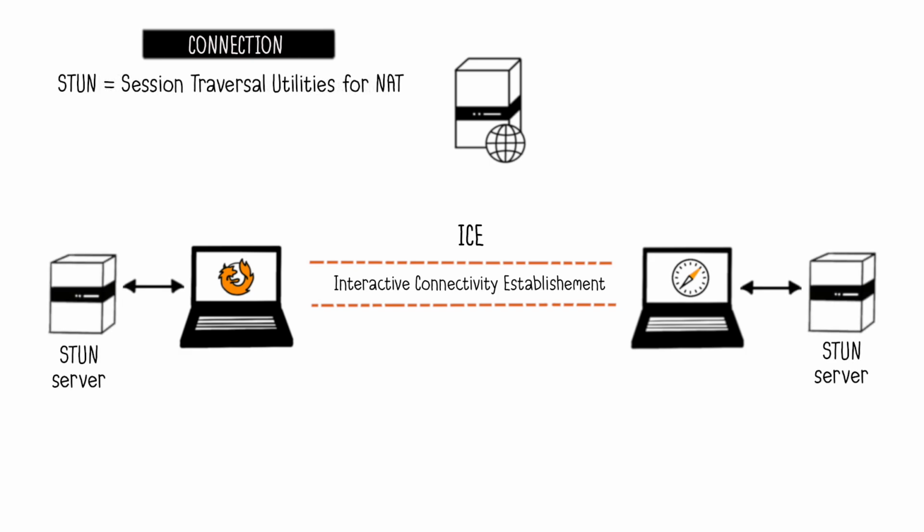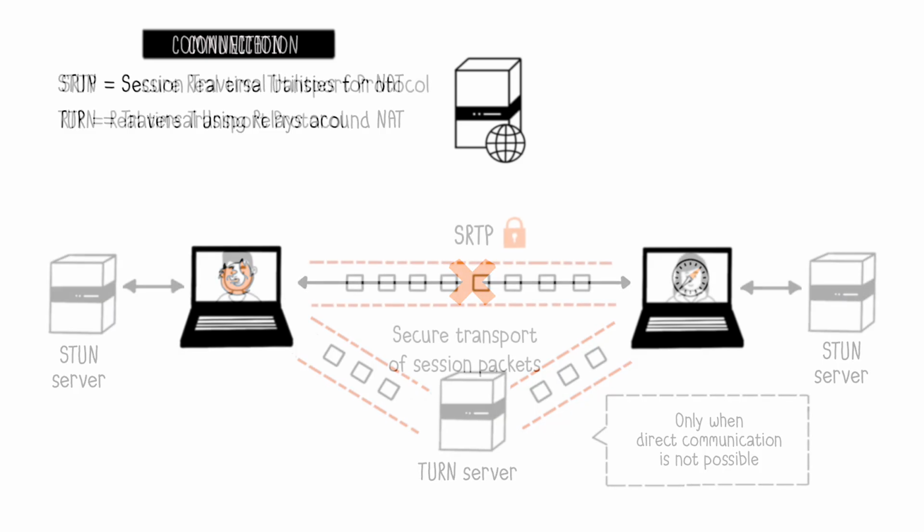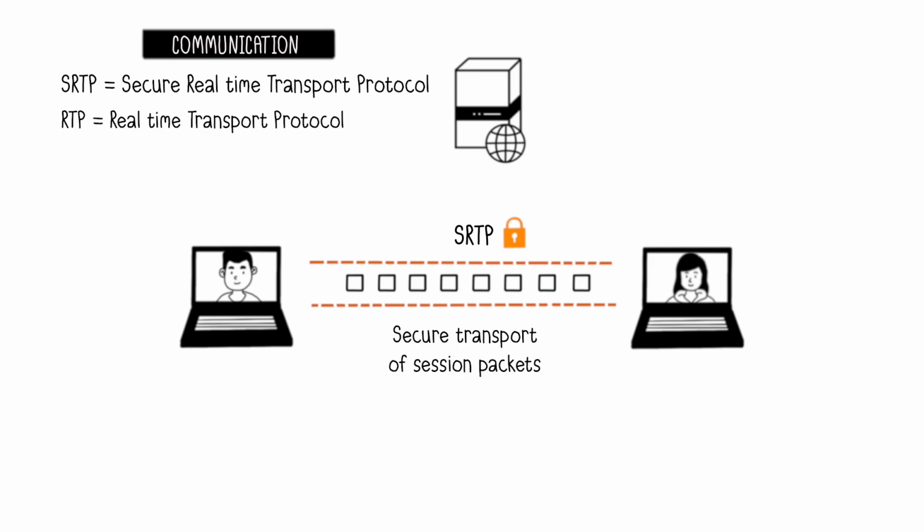With the STUN protocol, for Session Traversal Utilities for NAT, clients can discover the type of NAT they're behind and their public addresses, making peer-to-peer networking possible. Still, when STUN isn't sufficient, the TURN protocol, for Traversal Using Relays around NAT, is used. If a direct peer-to-peer connection isn't possible, data is then relayed through TURN servers. Once the connection is established, communication begins.